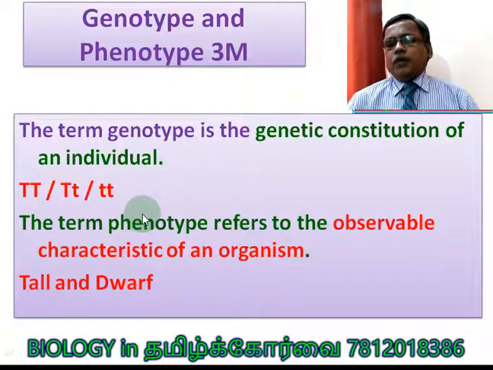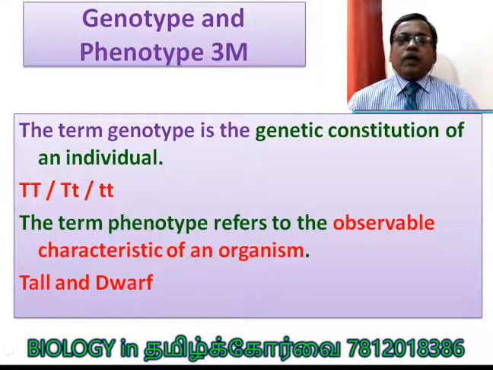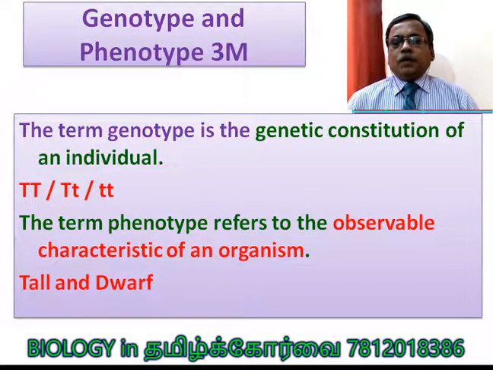The term phenotype refers to the observable characteristic of an organism. It can be expressed by words like tall and dwarf. So this is called phenotype and genotype. This can be asked as a 3-mark question. Please take note of it in your notebook.